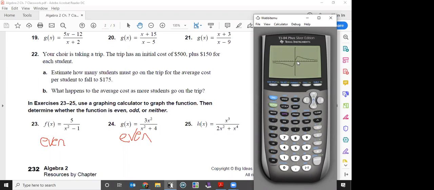Right? So notice that if I start at the origin and I go this direction, it does exactly the opposite going the other way. This is symmetrical about the origin. If it's symmetrical about the origin, that's what makes it odd. Okay? And that's how you do 7.